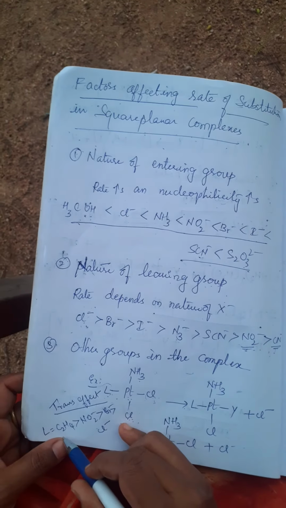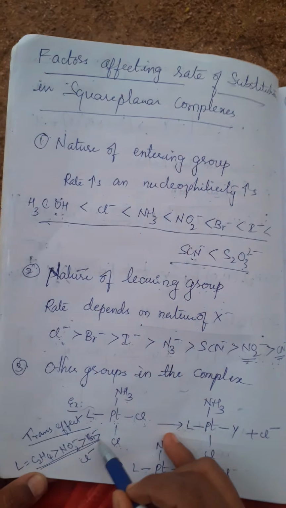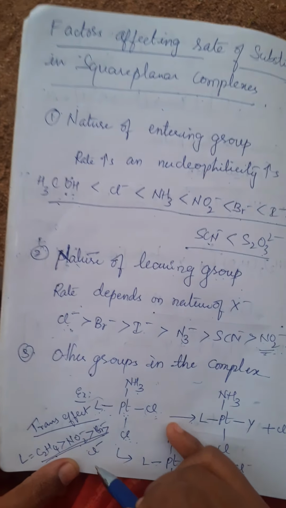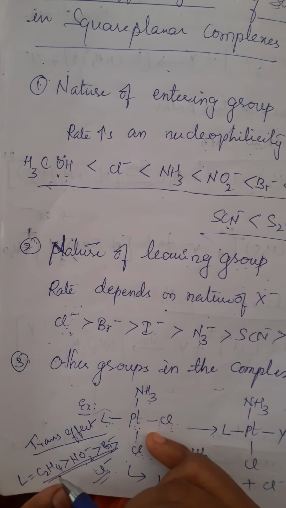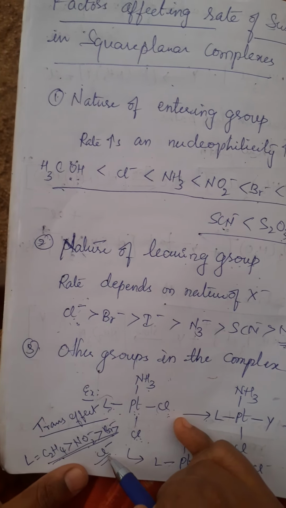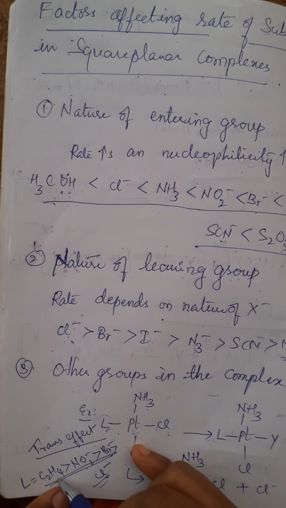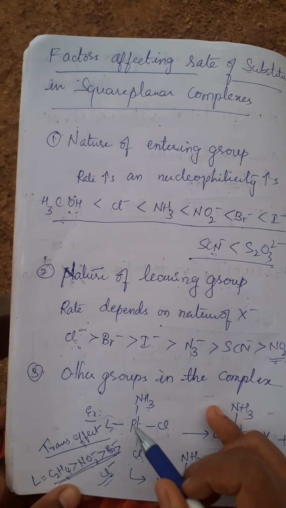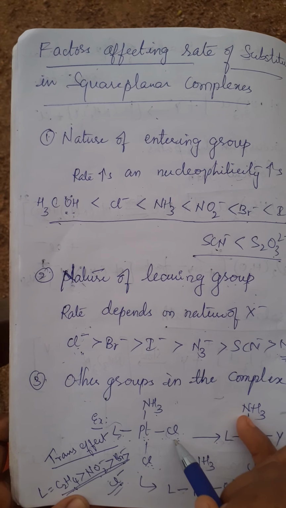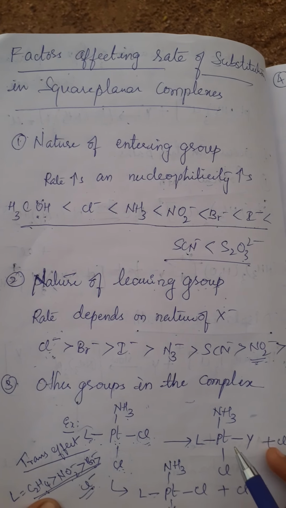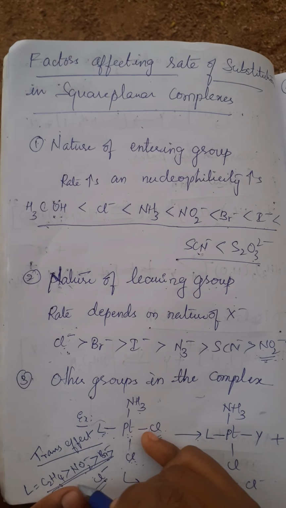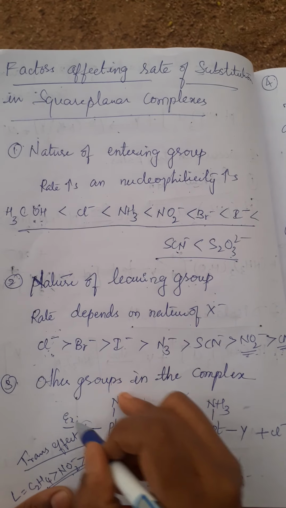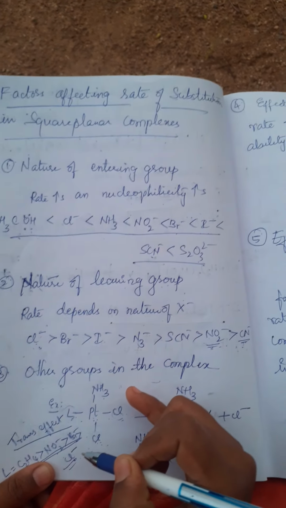Now let's choose three ligands here: ethylene ligand, nitrite ligand, and bromide and chloride also. If in place of L, ethylene is there, it has a high trans effect. Trans means the group which is trans to it, that is this chlorine atom, will be cleaved and form a trans compound. So the nature of the other groups also will affect the rate of the substitution reaction.